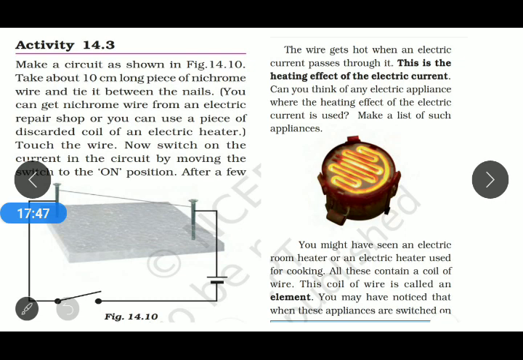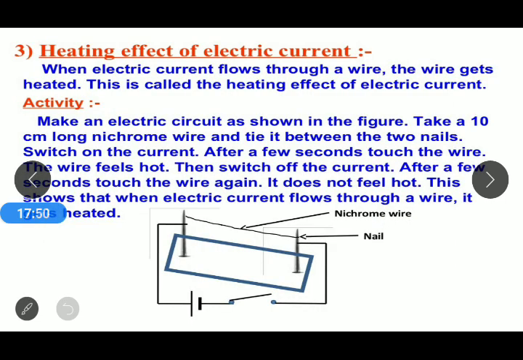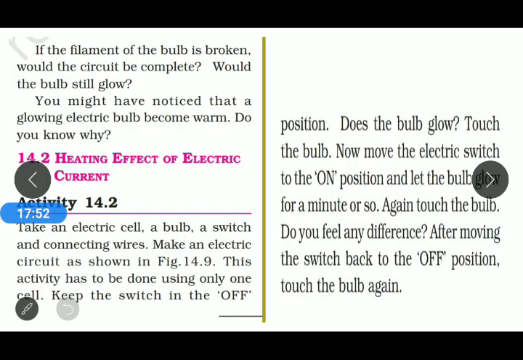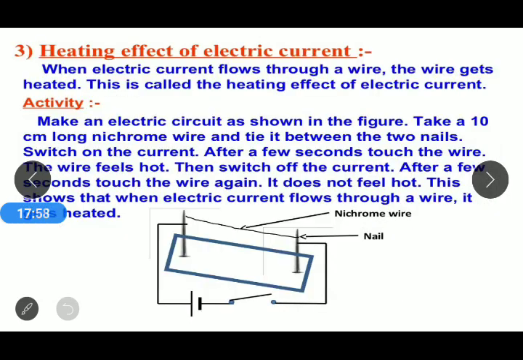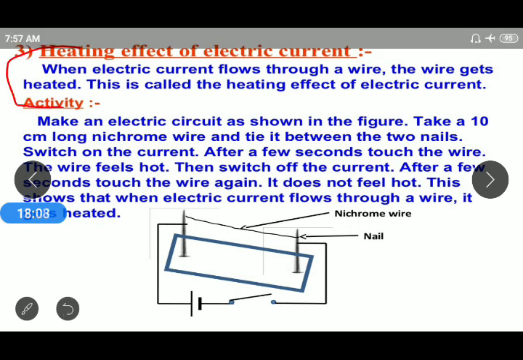Why did the bulb get heated? The bulb got heated because electrical current is flowing through it. That is known as the heating effect of electric current. What is the basic definition of the heating effect of electric current? The heating effect of electric current is when electric current flows through a wire.